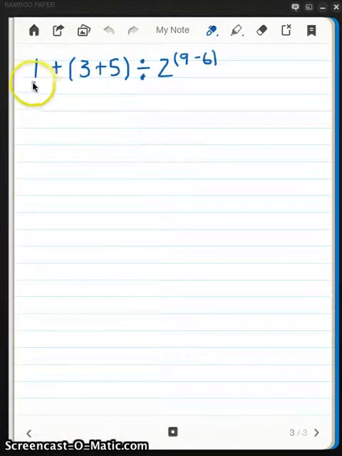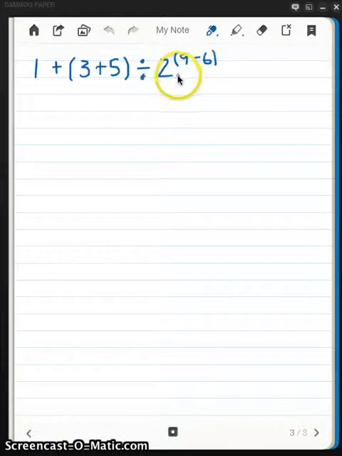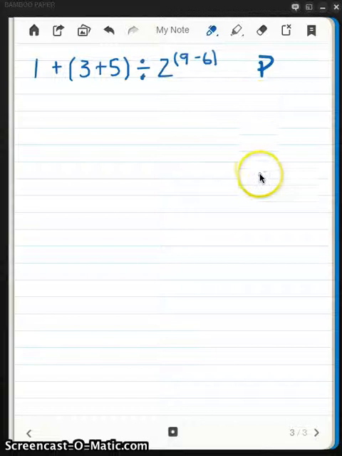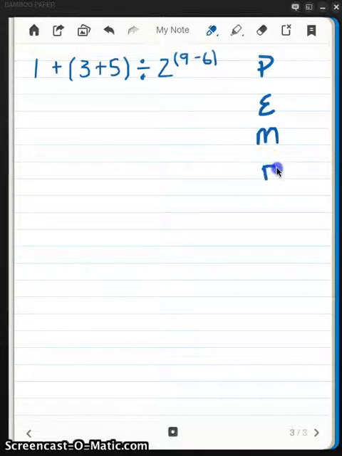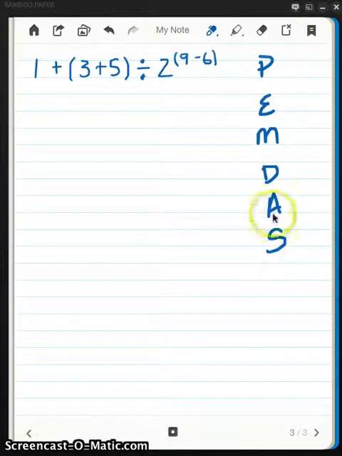Here we have a problem. 1 added to the sum of 3 and 5 divided by 2 raised to the power of the difference of 9 and 6. Here's where I ask you to be very organized. On each new line, I want you to write the letter of the mnemonic device of the order of operations. PEMDAS. P, don't forget that stands for parentheses. E for exponents. M for multiplication. D for division. A for addition. S for subtraction.